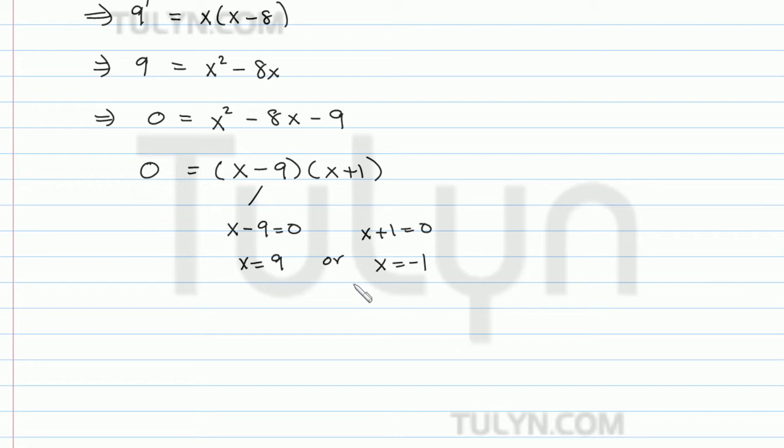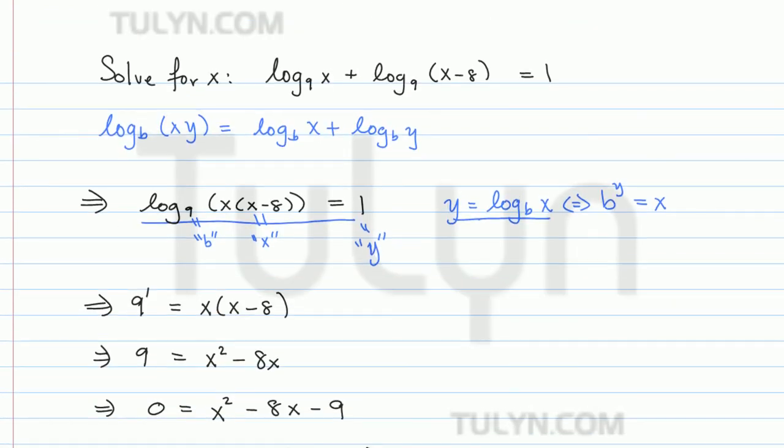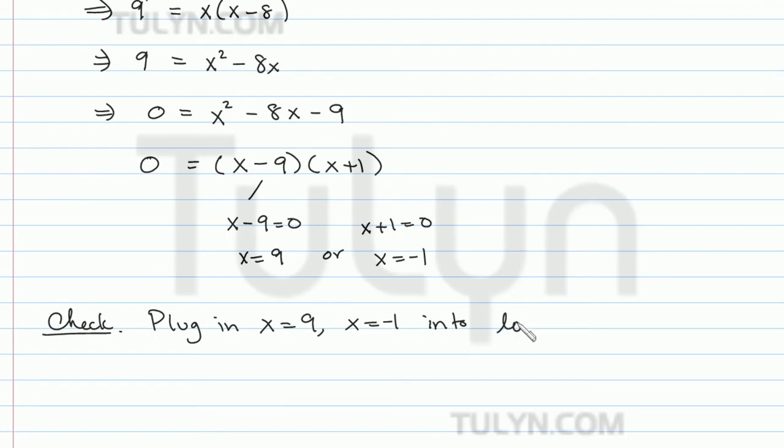So we want to check by plugging in x is equal to 9 and x is equal to negative 1 into the original equation, right? So let's go up and see what the original equation was. So log base 9 of x plus log base 9 of x minus 8, and we want to make sure that that's equal to 1.